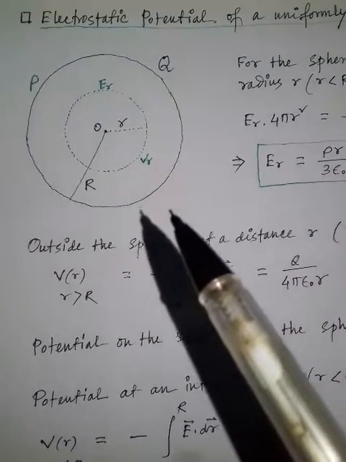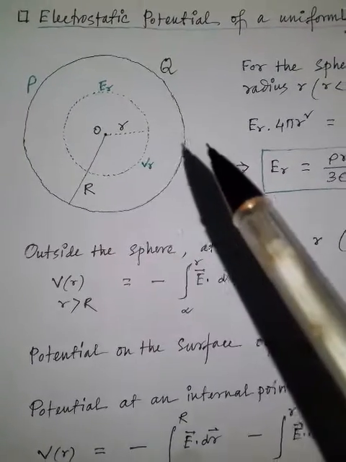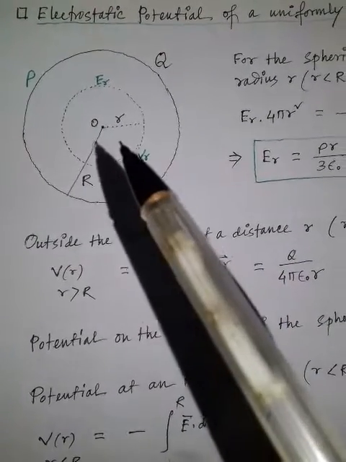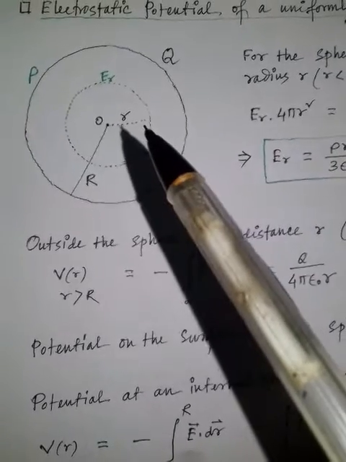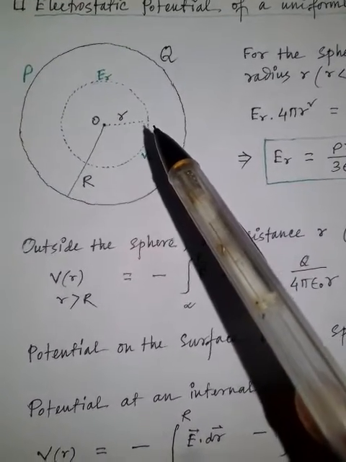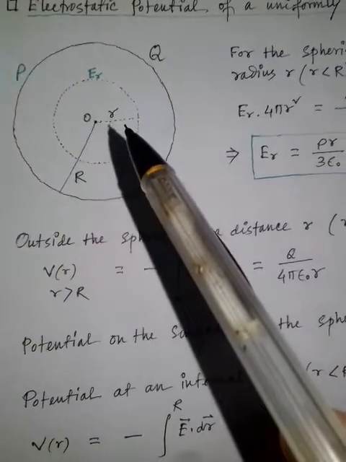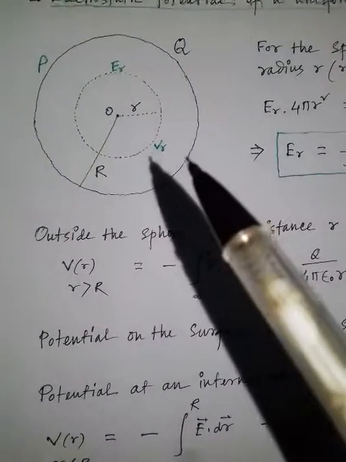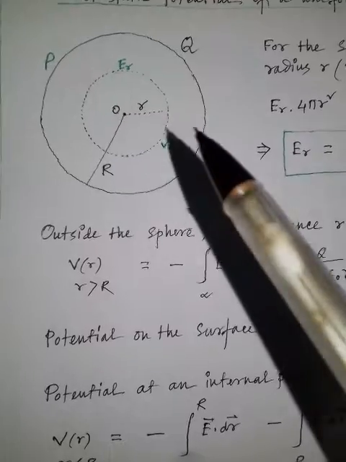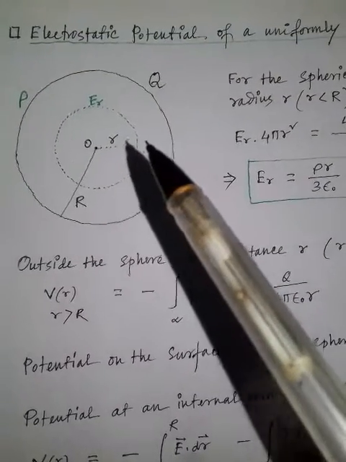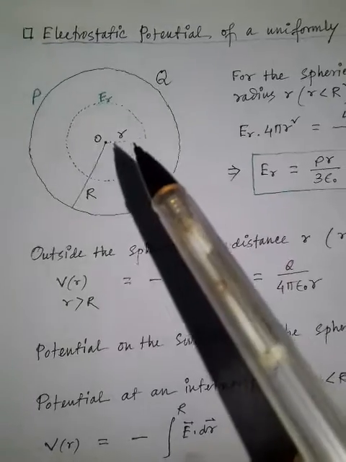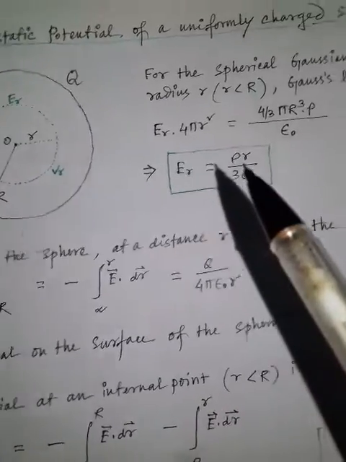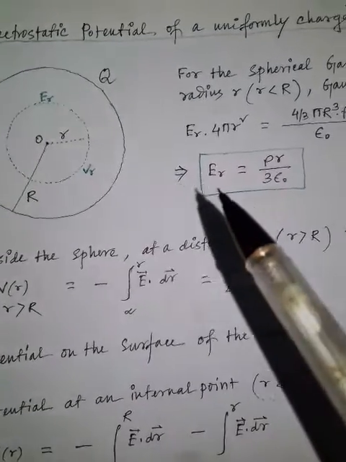The toughest job is to find the potential at an inner point. Let us consider an inner point which is at a smaller distance r from the center. To do this, we first have to find out the electric field at this point. What about this electric field? To find it, let us take a Gaussian spherical surface of radius r, and apply Gauss's law over this surface.